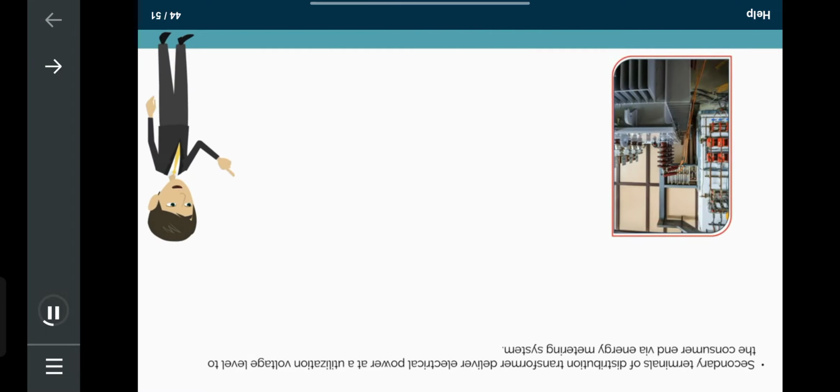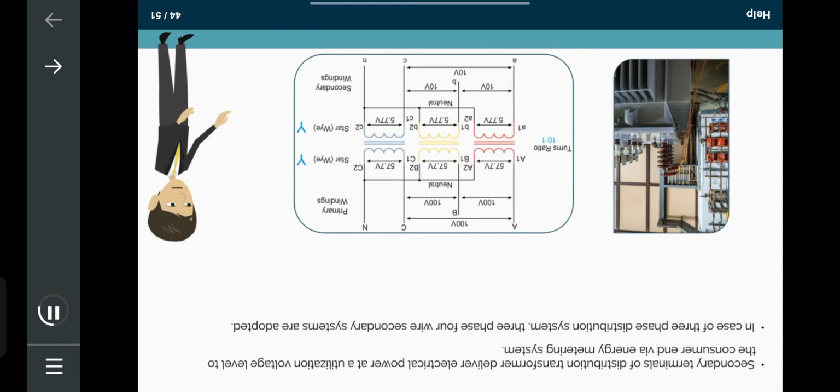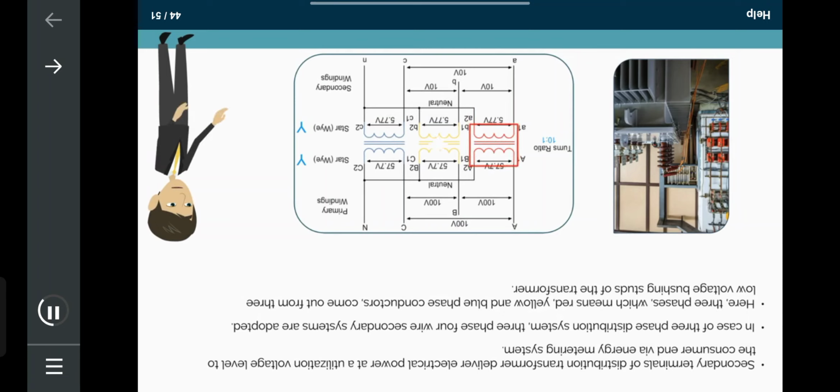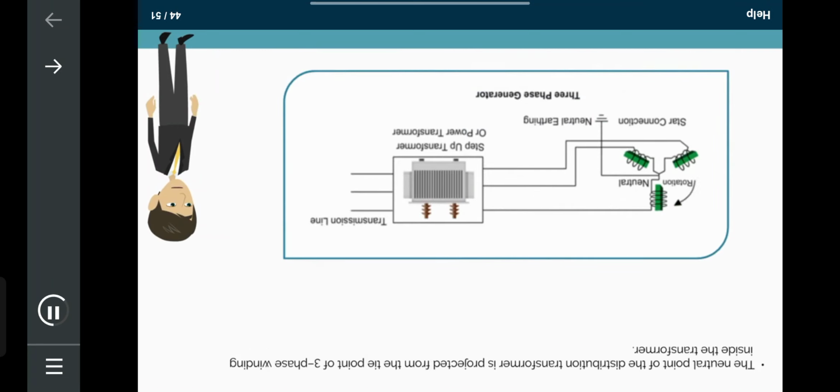Secondary terminals of distribution transformer deliver electrical power at a utilization voltage level to the consumer end via energy metering system. In case of three-phase distribution system, three-phase 4-wire secondary systems are adopted. Here, three phases, which means red, yellow, and blue phase conductors, come out from three low-voltage bushing studs of the transformer. The neutral wire is connected to the fourth bushing, which is also referred to as a neutral bushing of the transformer. The neutral point of the distribution transformer is projected from the tie point of three-phase winding inside the transformer.